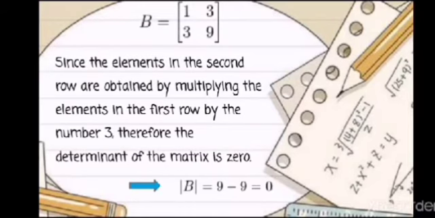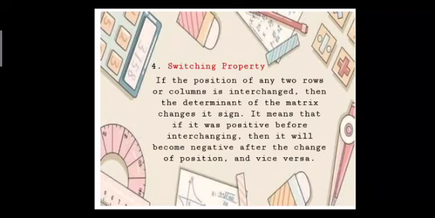For example, consider the following matrix in which the second row is proportional to the first row. Since the elements in the second row are obtained by multiplying the elements in the first row by the number 3, therefore the determinant of the matrix is 0. So let's move on to the fourth property, which is the switching property.